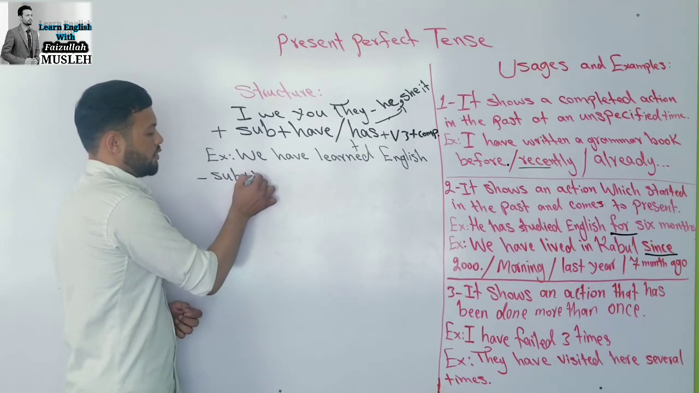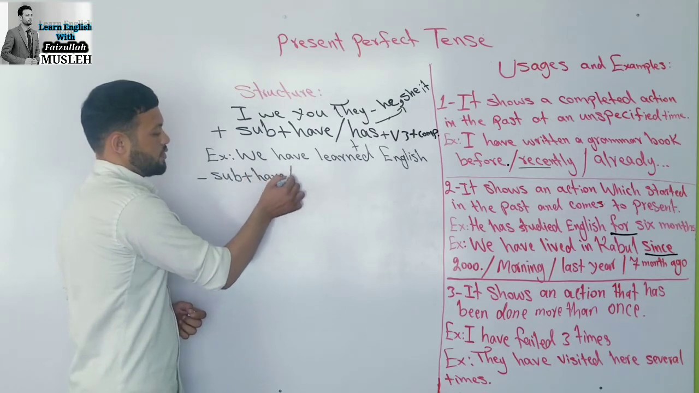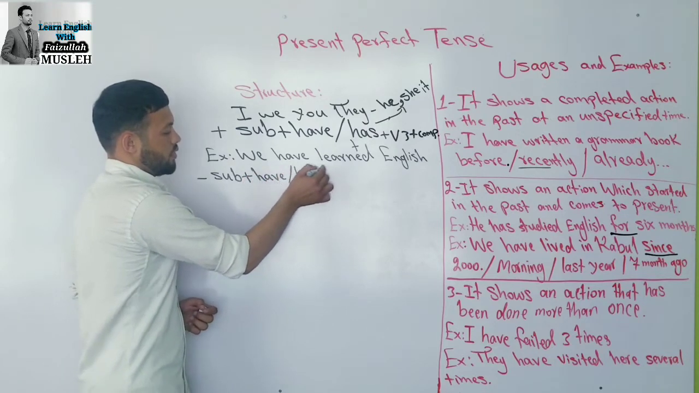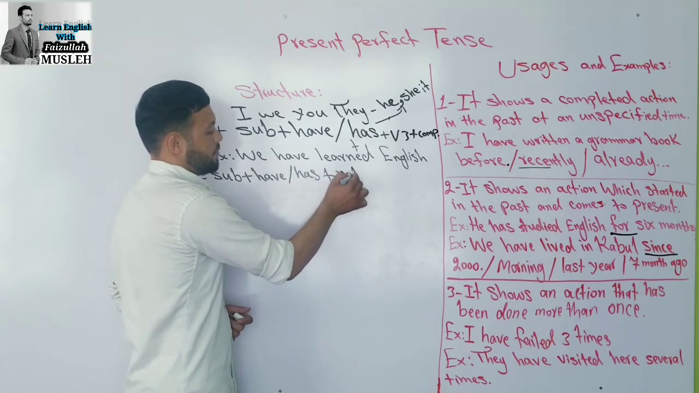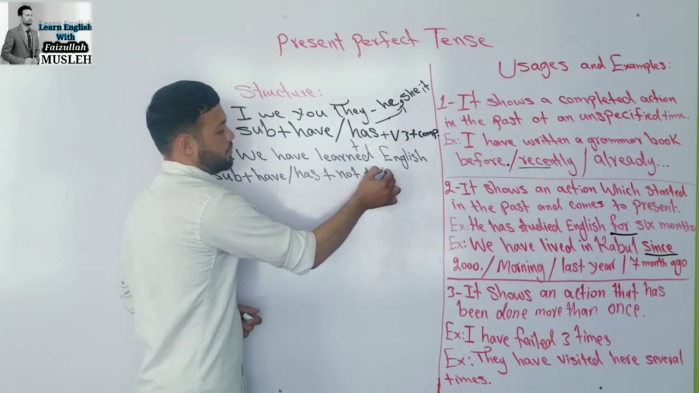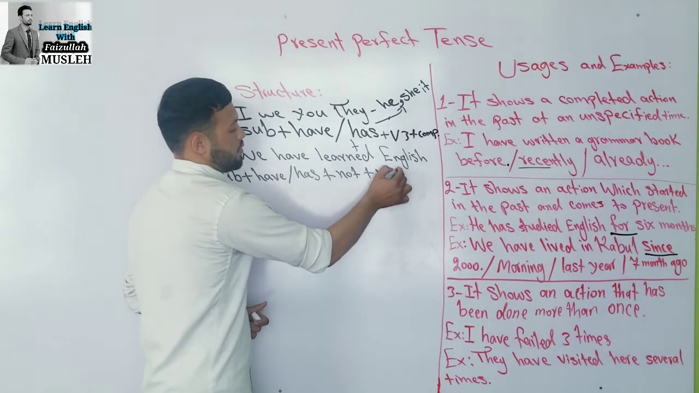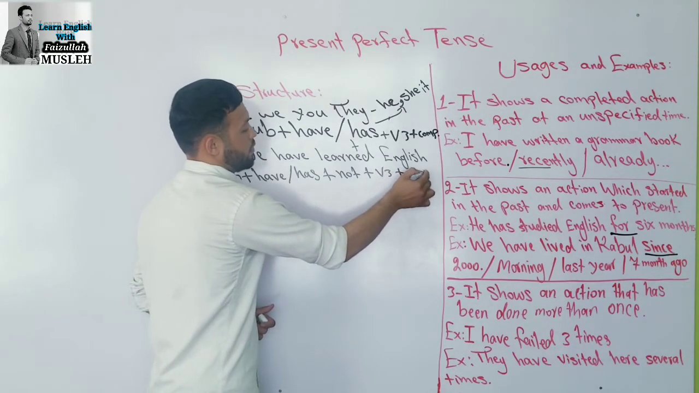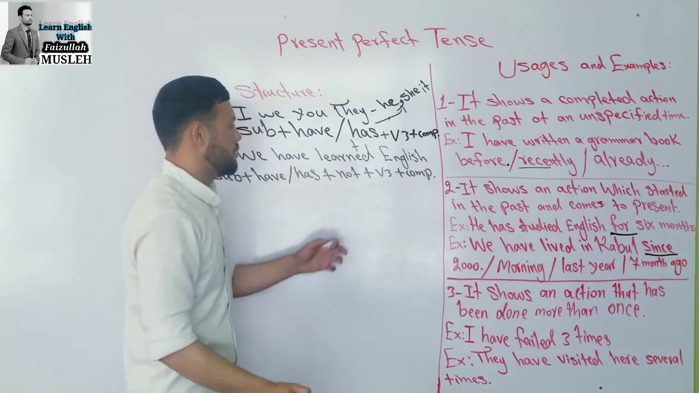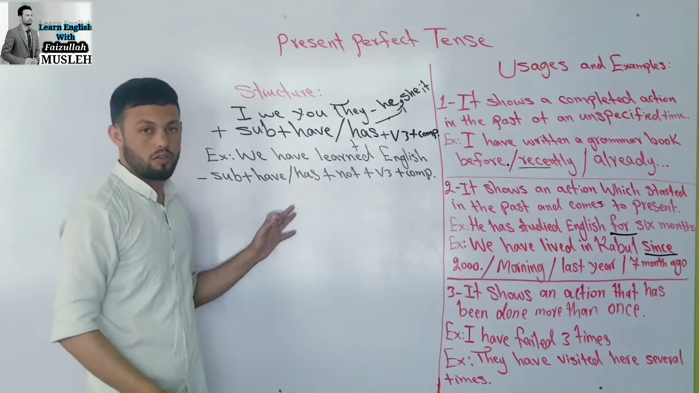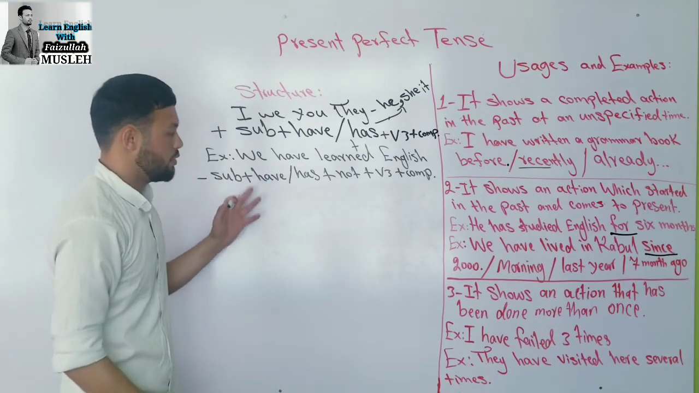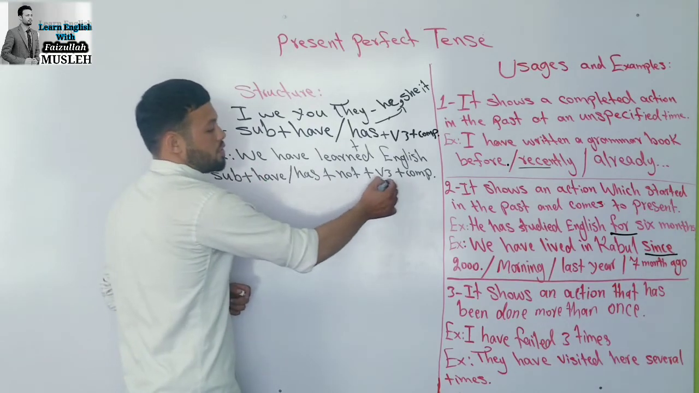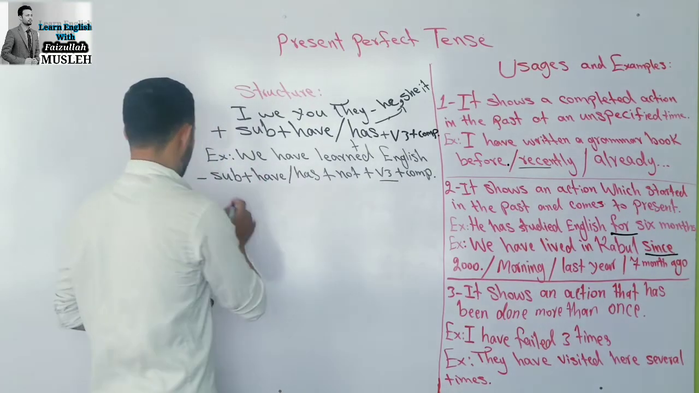plus have slash has plus not plus verb 3 plus complement. Now remember, verb 3 is used in all 4 forms. If it is positive, negative, or question form, we always use the third form of the verb.